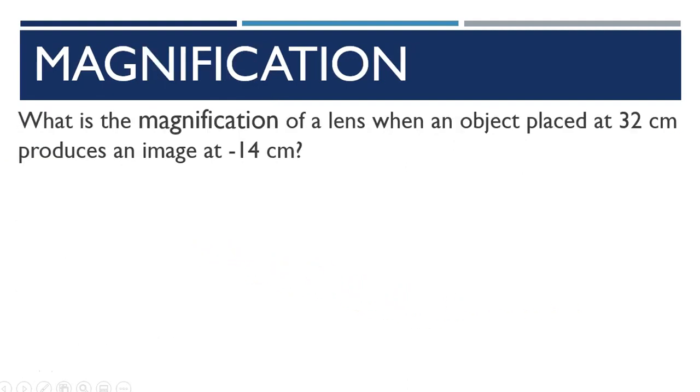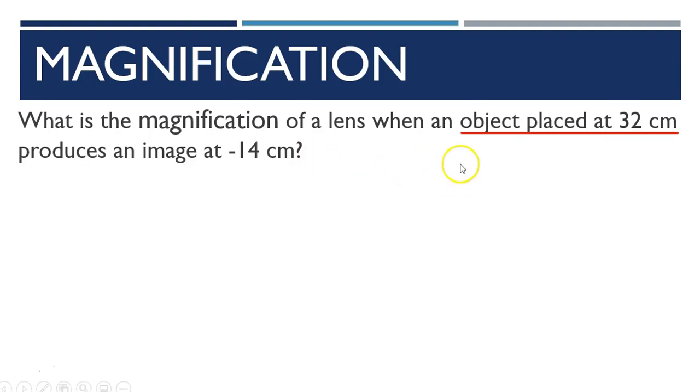Now we're going to look at our other equation, the magnification equation. And this one confuses people sometimes because it's got 2 equal signs in it. We're going to talk about that in just a moment. What is the magnification of a lens when an object placed at 32 centimeters produces an image at negative 14 centimeters?